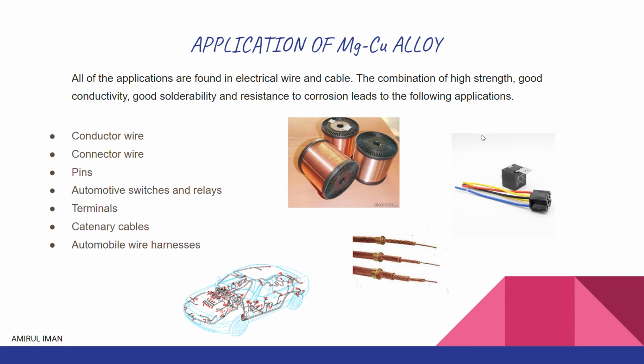Next is application of magnesium copper alloy. As you can see on the slide, magnesium copper is usually found in electrical components such as wires and cable. This is because magnesium copper alloy has properties like high strength, good conductivity, good solderability, and also resistance to corrosion. These properties make it suitable to be used in electrical components or appliances.